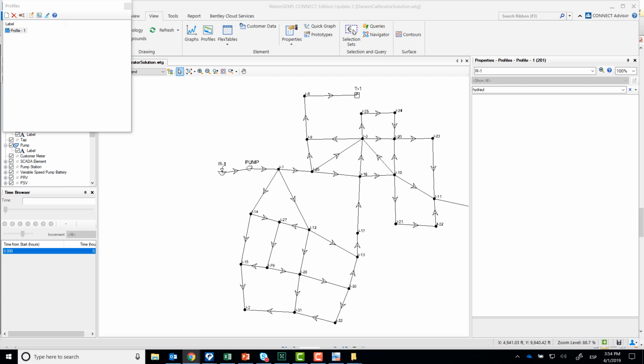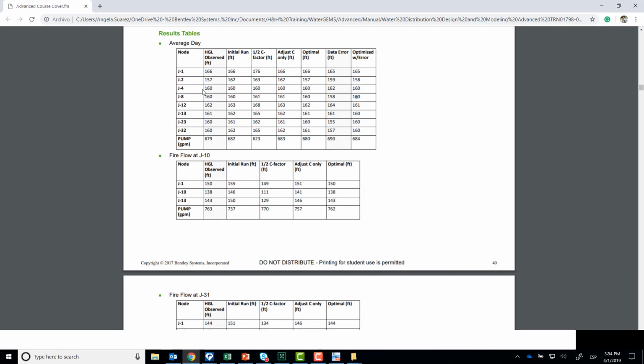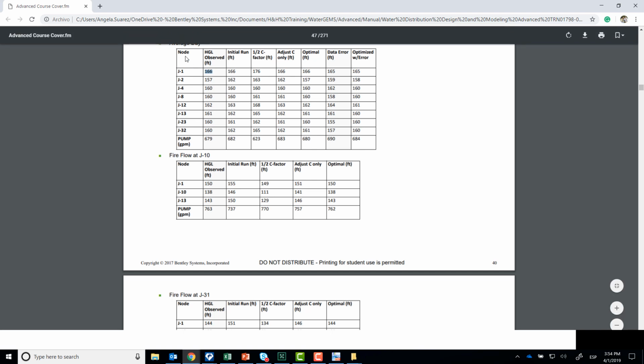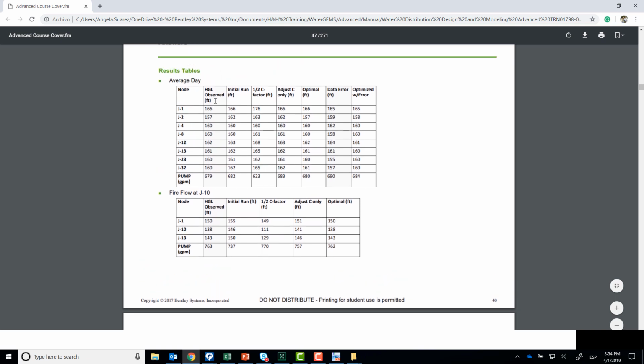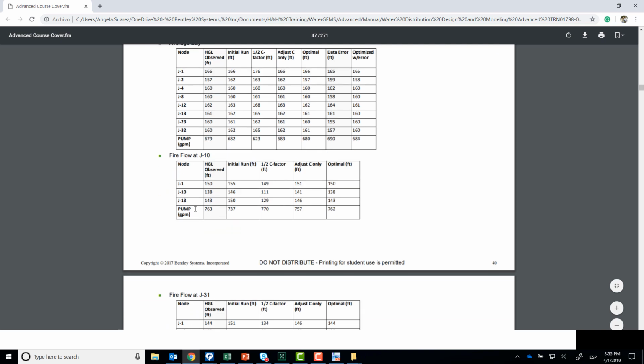We have data, which I'm about to show you here in the table, for each node under average conditions and for the fire flows. So notice that at the very beginning, all we know is what was measured in the field, which is this observed data, and then we know the initial run without any calibration. J1 didn't have any differences, but J2, there were 5 feet of difference. These were no different. But as we increased the flow in our system, we started to see, oh, look, there's a big difference here.